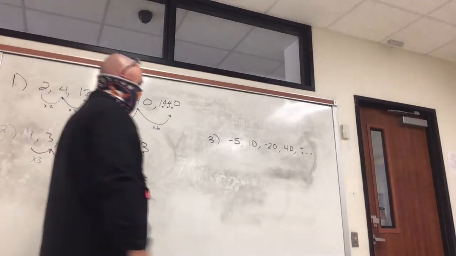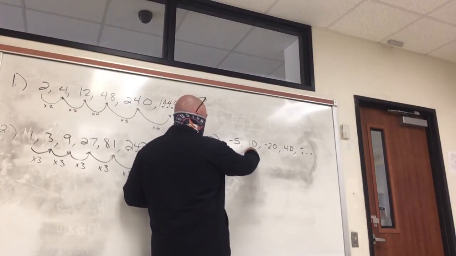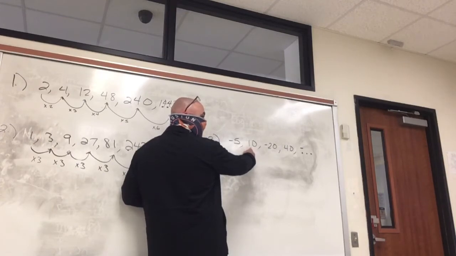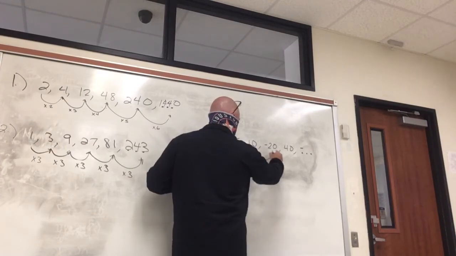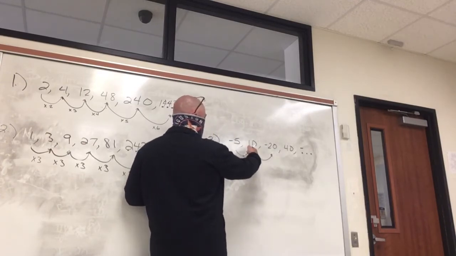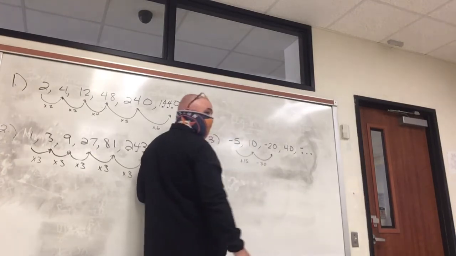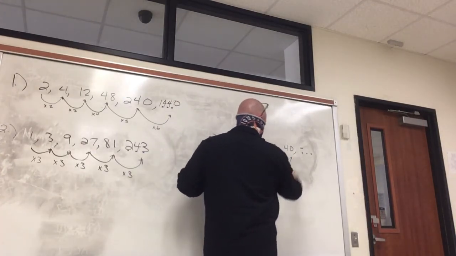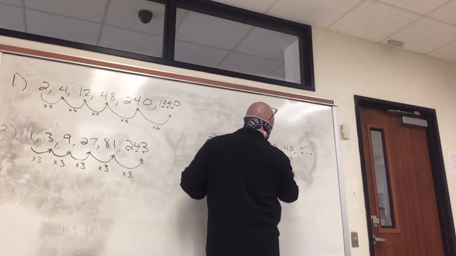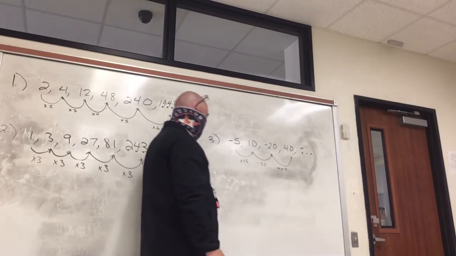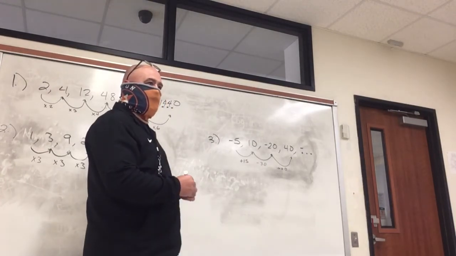Watch this. You can add what there? You can add negative 15, or negative 10, excuse me, you can add positive 15 to get there. You can add negative 30 to get there. You can add positive 20. How about positive 60 to get there? Y'all see a pattern there? I don't see a pattern there either, okay?